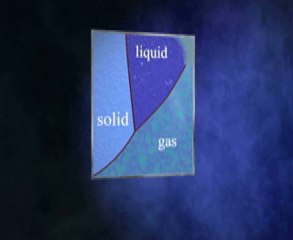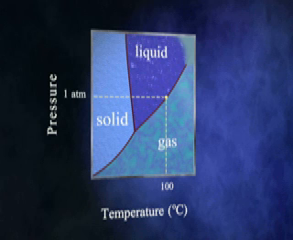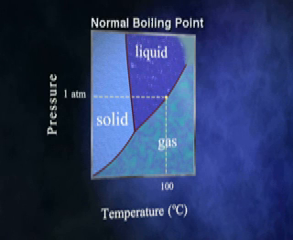For example, in the phase diagram of water, at 1 atmosphere of pressure and 100 degrees Celsius, liquid water and water vapor exist in equilibrium. This point is known as the normal boiling point of water.